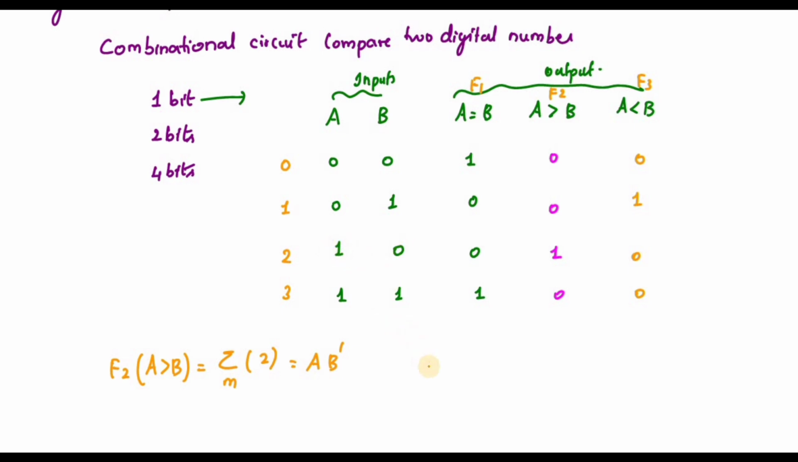Similarly, if I want to write it for F3, F3 is nothing but A less than B, that is equal to summation m of the value for which it is 1, that is 1. So how to write 1? A bar B.